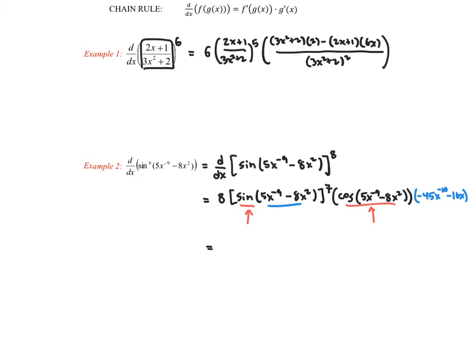So the derivative, I'm just going to rewrite, would be 8 sine to the 7th of 5x to the negative 9th minus 8x squared. You don't have to do this. I'm just doing this to kind of clean it up because I have problems with not completing something to a certain standard. Okay, so that would be our derivative.